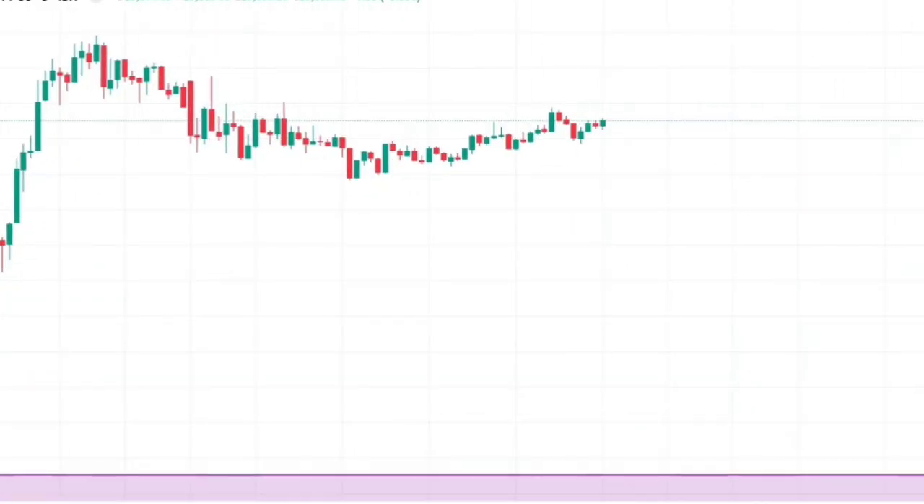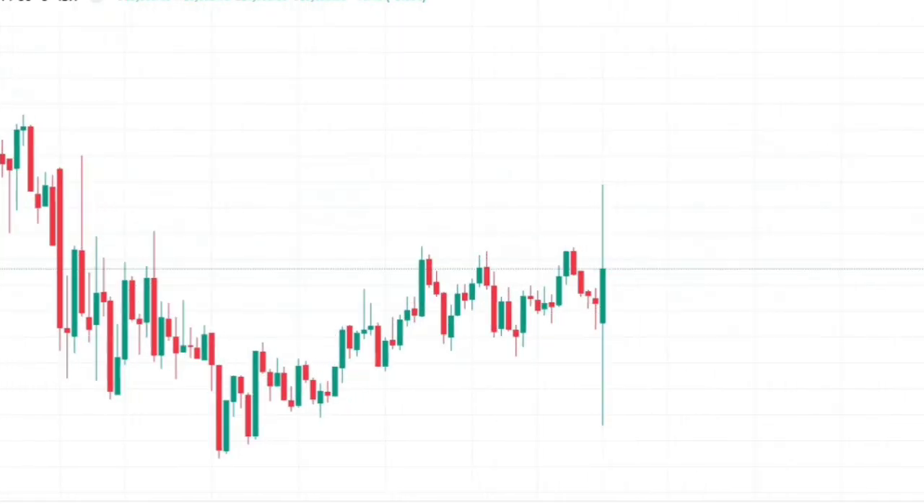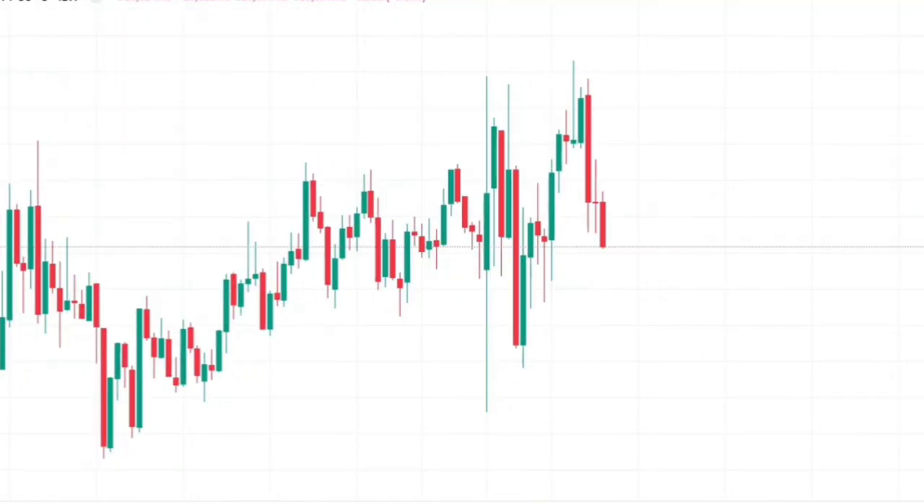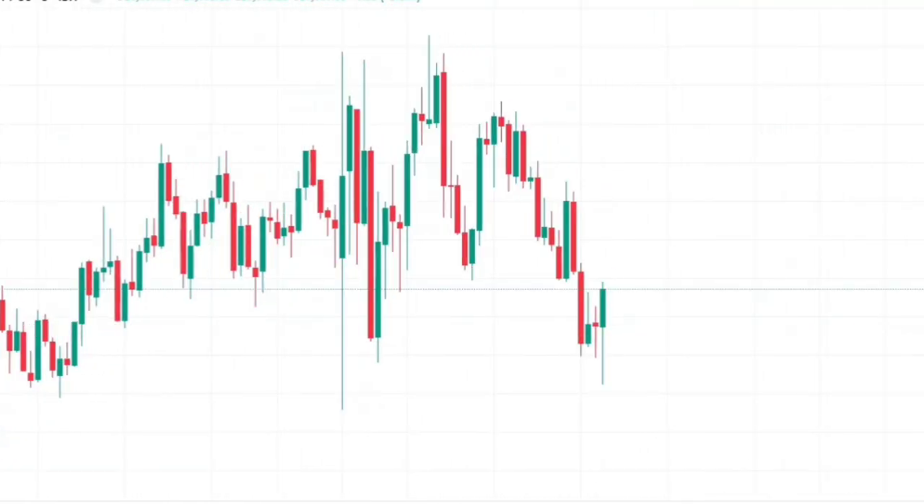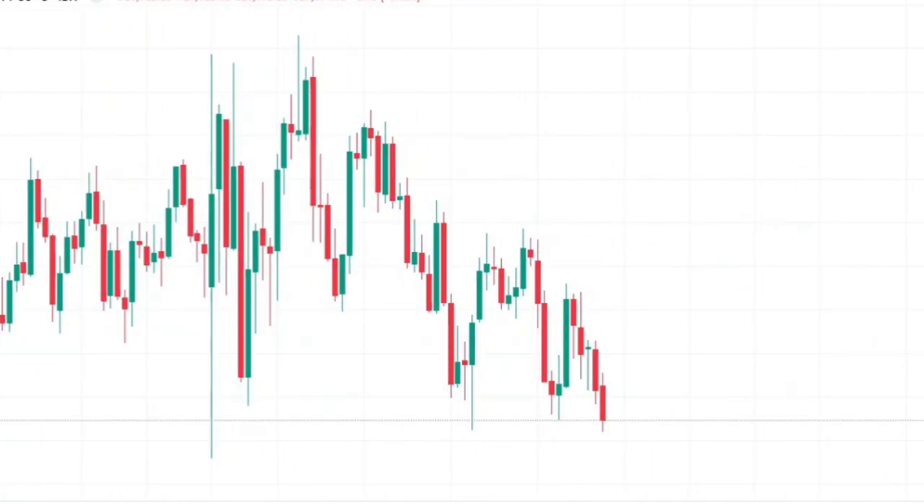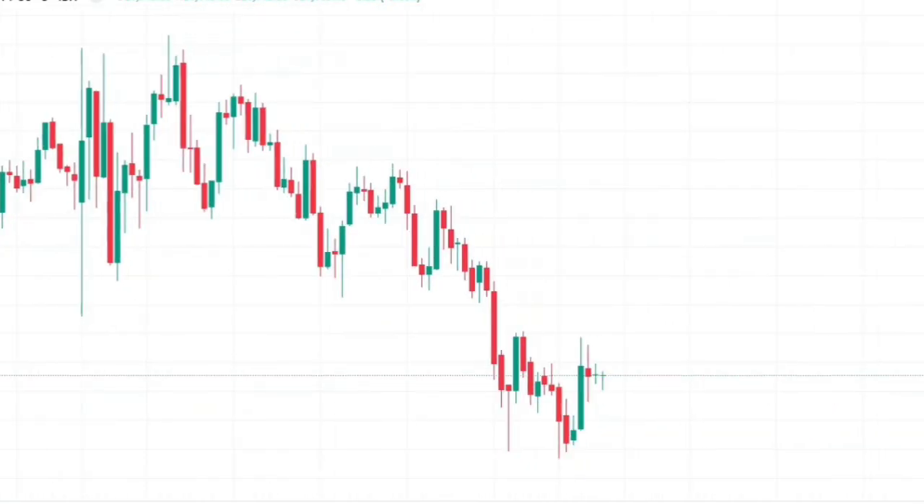Chapter 4. Money Management and Risk. You can have a 90% win rate, but if you don't manage your risk, one bad trade can blow your account. Supply and demand gives us the cleanest levels for stop losses.